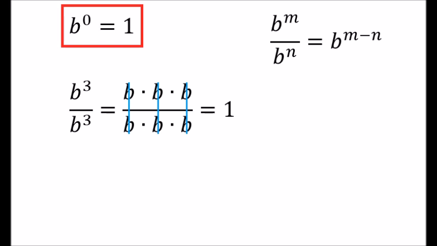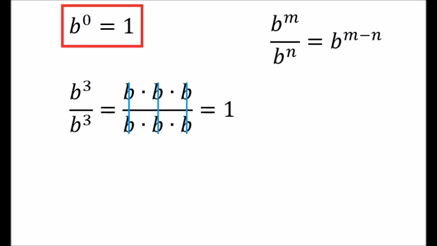Having the same terms in the numerator and denominator will cancel, as seen by the blue lines. I show 3, but regardless of how many b's you have, they will all cancel. With a few caveats, any number divided by itself equals 1.